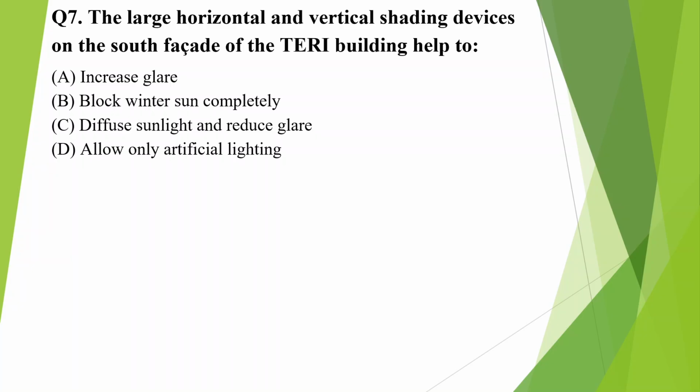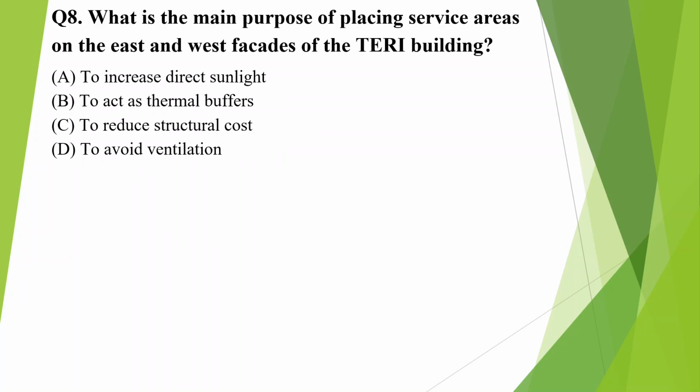It is option C, that is, diffuse sunlight and reduce glare. That was the main advantage of the south facade in the Terry building. Fine. So let us move to the 8th question. Here is the 8th question. Let us see who can answer this question correctly.